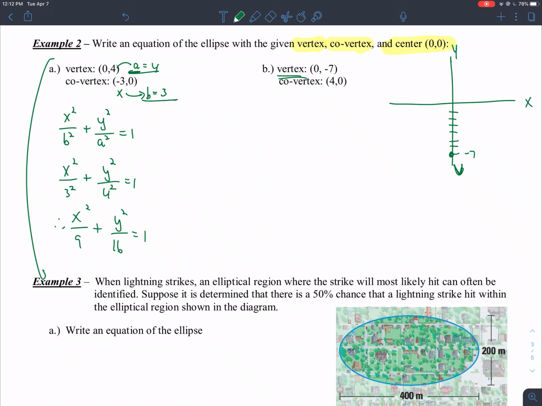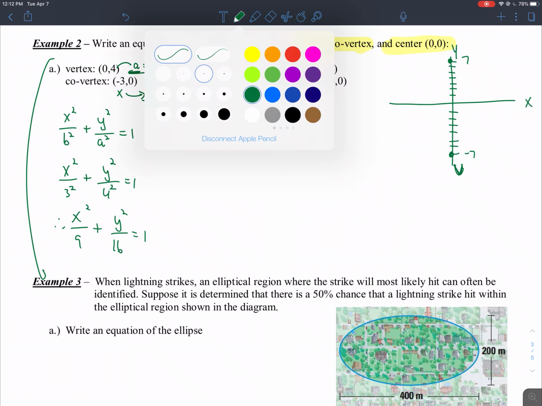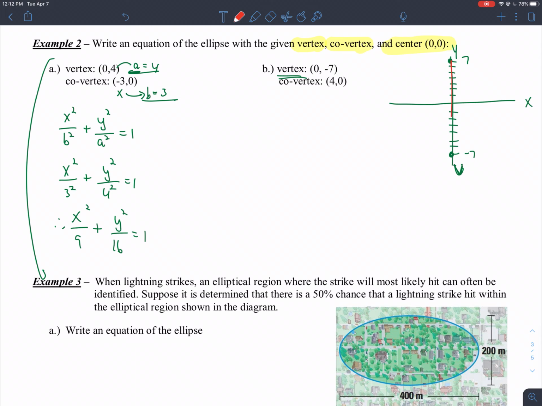Okay. Well, the vertex tells me what the major axis is. So the other vertex must be up here at 7. And so that tells me that this is the major axis. This is the major axis, because the major axis connects the vertices.